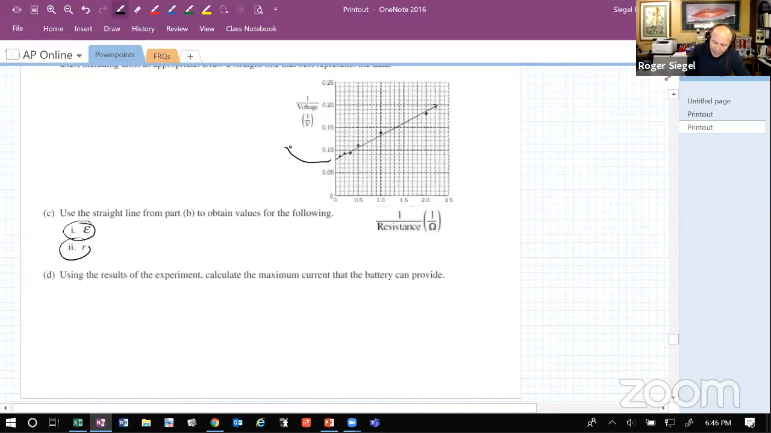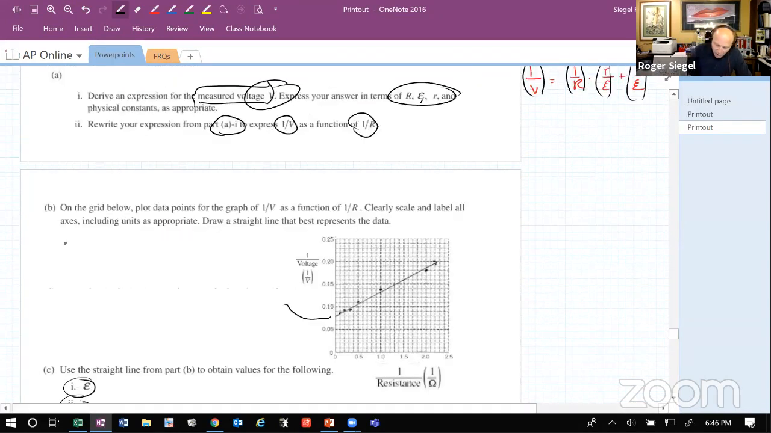Now we already said by our formulation here, let's put it back up here, 1 over V is equal to 1 over R times little r over E plus 1 over E. All right, now remember, what's the unknown here? The unknown is that internal resistance. We don't know it, but look at where it shows up. It shows up in the slope, that internal resistance.